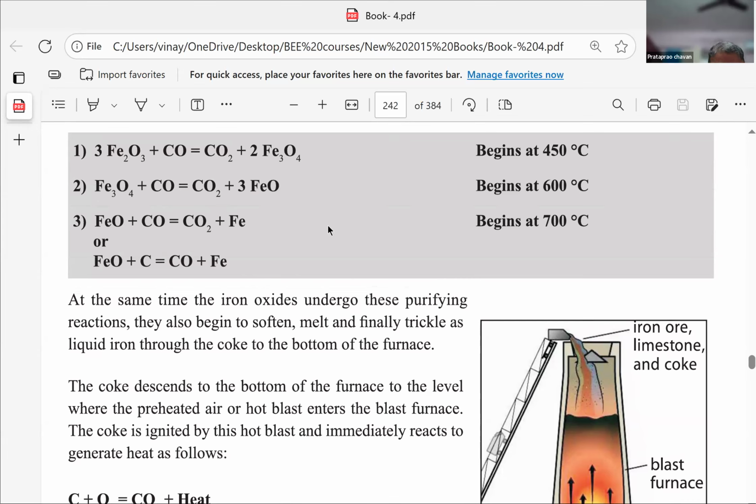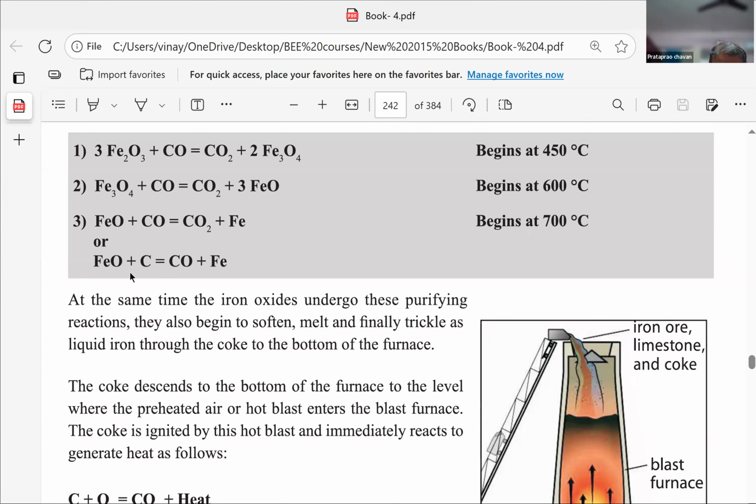Second process at 600 is Fe3O4. From where have we got it? It's Fe3O4 plus CO gives you CO2 plus 3FeO. And the third and last process, which takes place at about 700 degrees centigrade, is FeO, that is iron oxide, plus carbon monoxide equals CO2 plus Fe. This O is reduced and goes to CO2. So here the pure Fe is extracted.